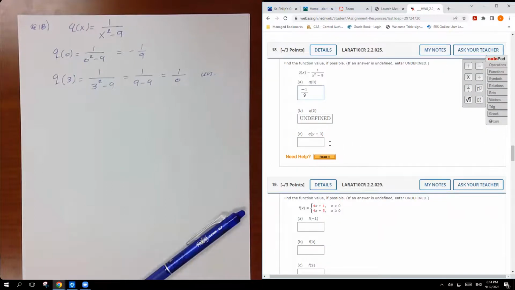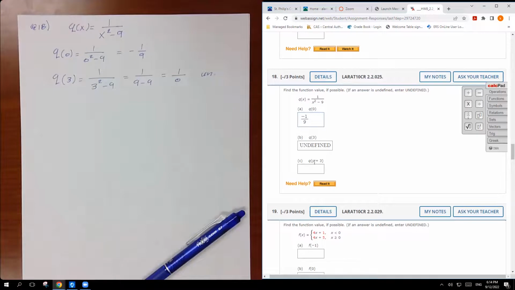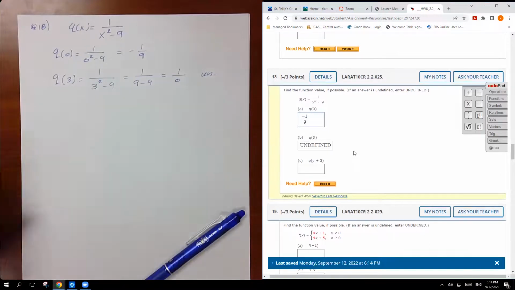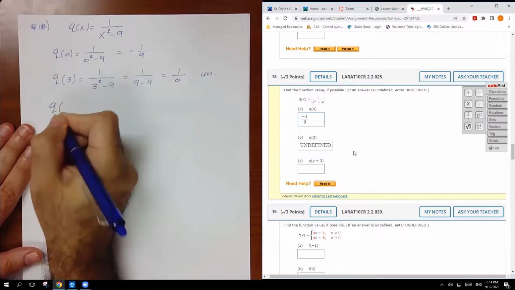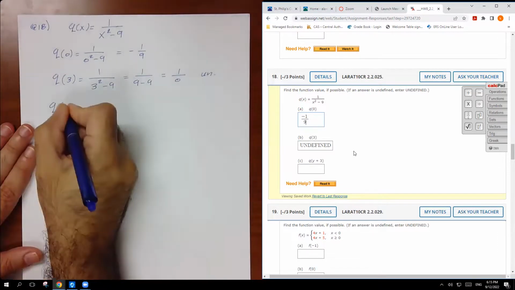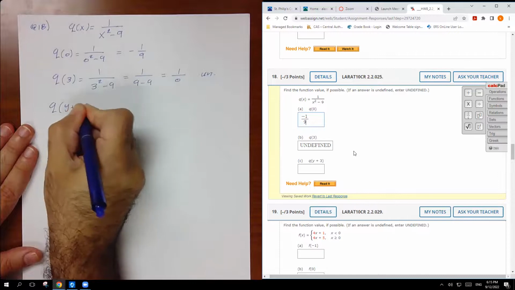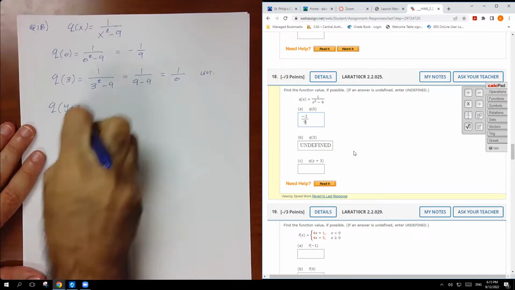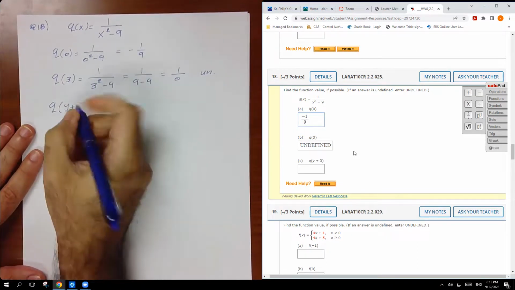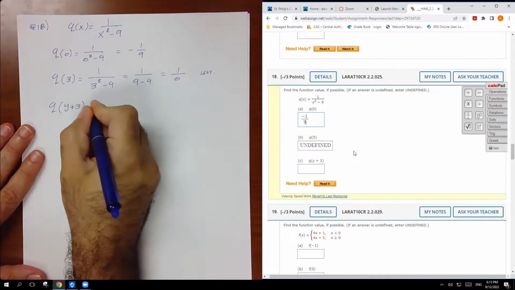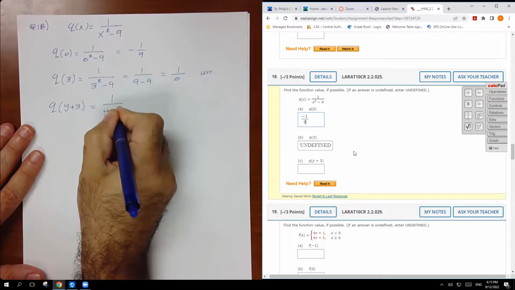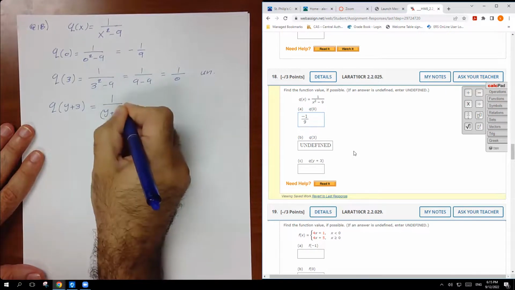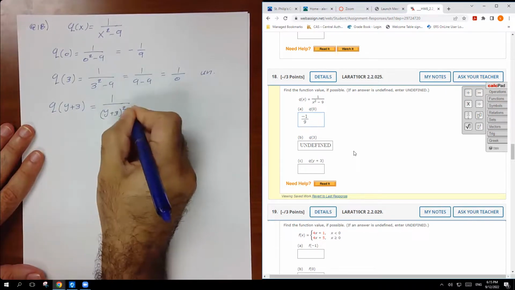C is going to be q of y plus 3. We need to find the q of y plus 3. That means instead of each x, we're going to put y plus 3. So it's going to be 1 over y plus 3 squared minus 9.